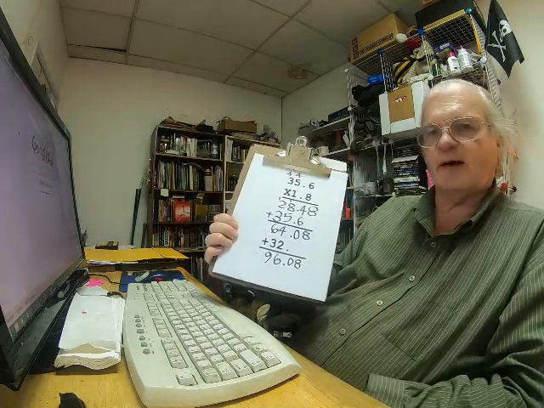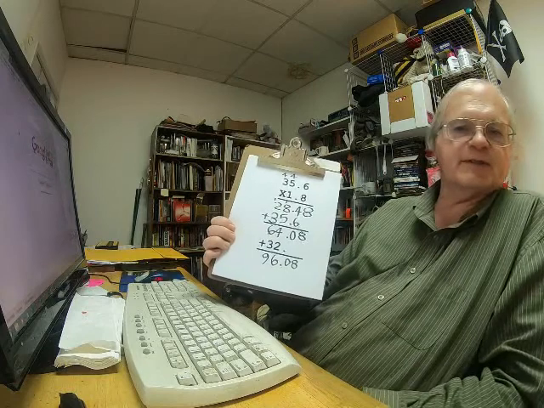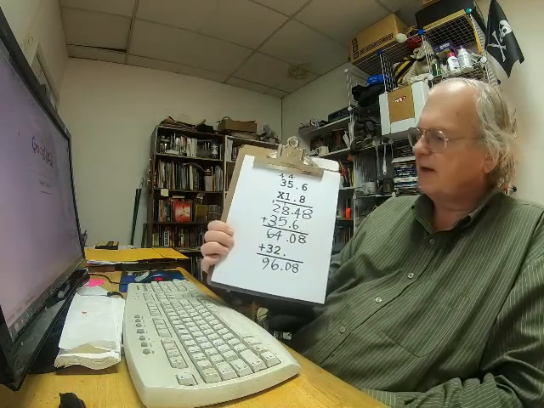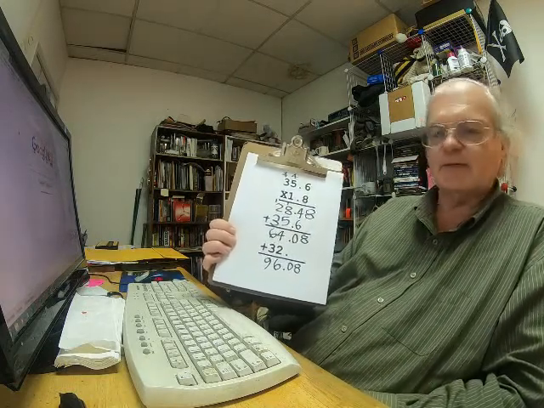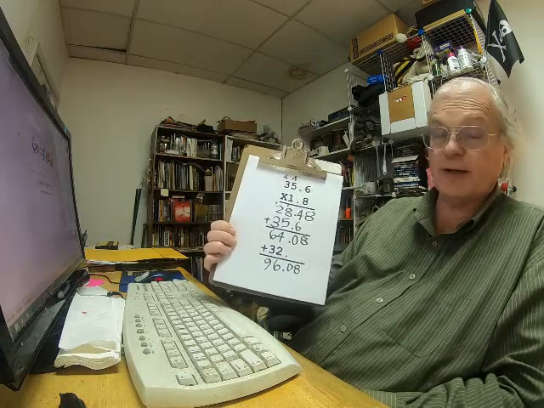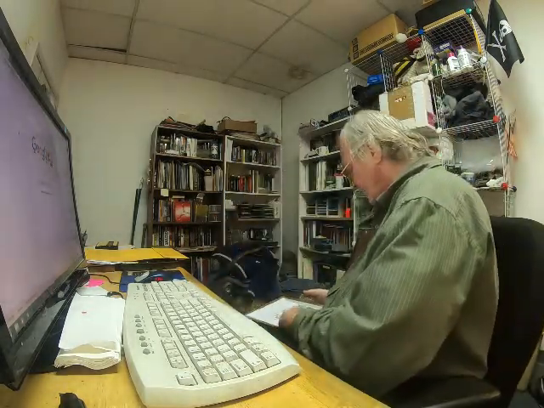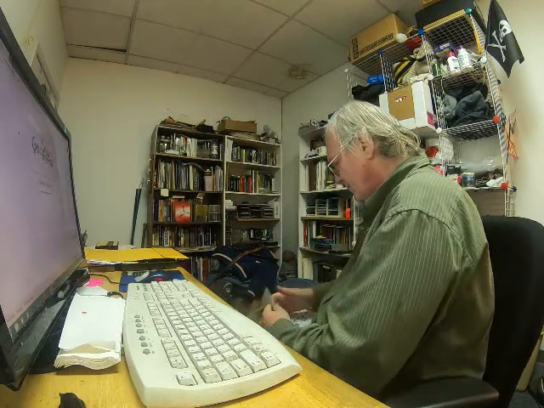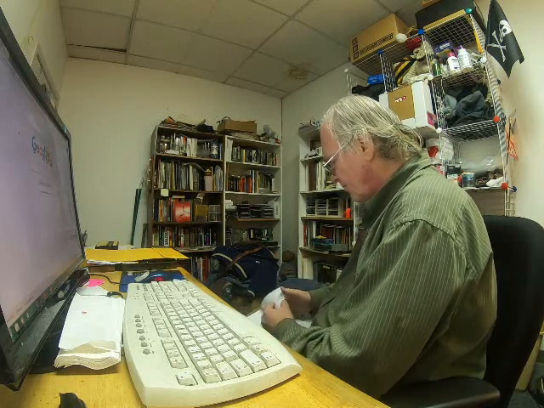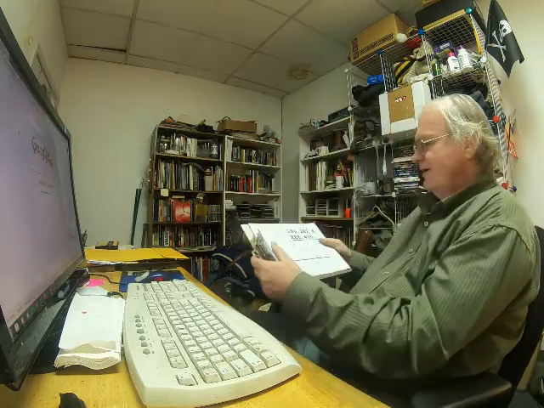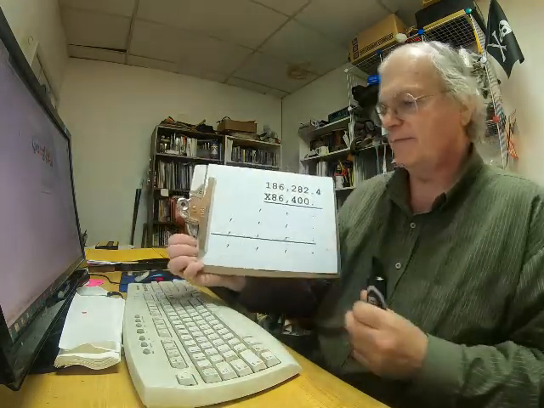This might be useful if you're at a hospital or a clinic. They measure your temperature in Celsius and you want to know what it is in Fahrenheit. You can fairly quickly convert from Celsius to Fahrenheit once you get good at this. And I have a final example. And this is a doozer. Here's a really large number multiplied by a large number.